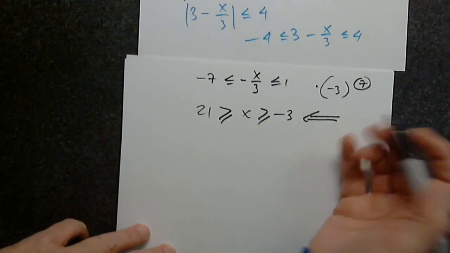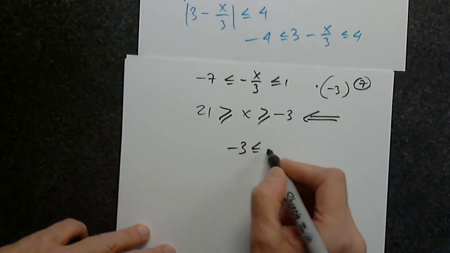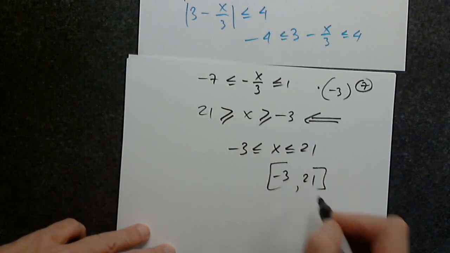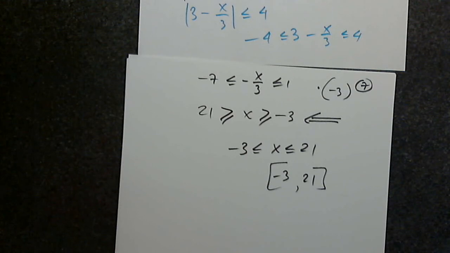And now please read it from the right. -3 less than or equal to x less than or equal to 21, so you can correctly identify the interval. And it's a bracket because of the equal to symbol. That's your final answer.